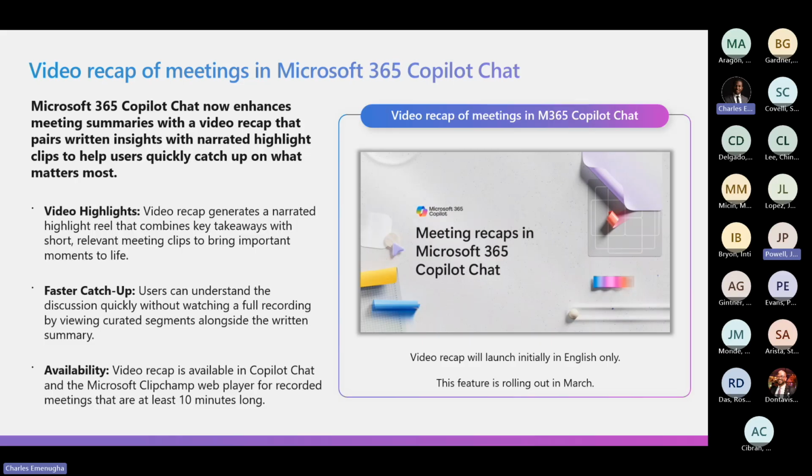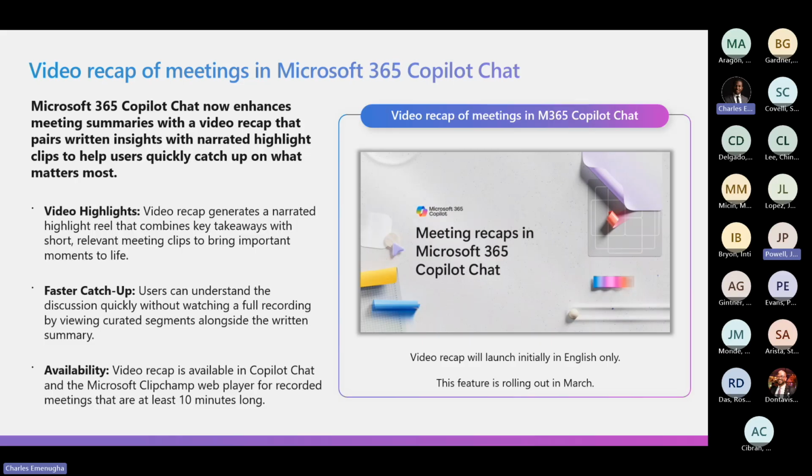Now, the value here is speed and relevance. So rather than just scrubbing through a full recording of the meeting, users now get short, curated clips that surface the decisions, insights, key discussion points, those ones that really matter most. Now, video recap works for meetings that are at least 10 minutes long and have recording enabled.